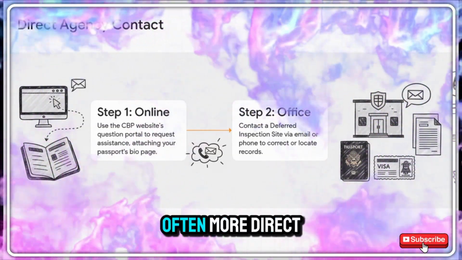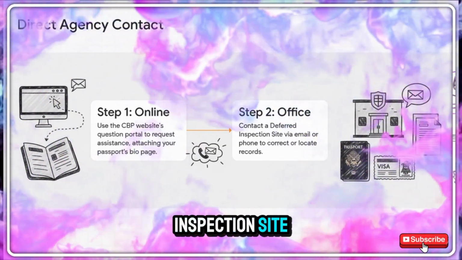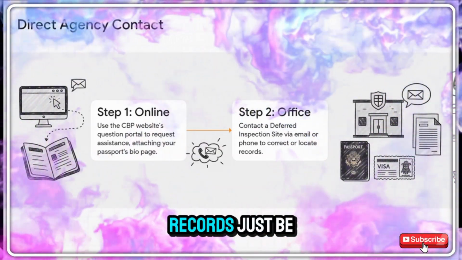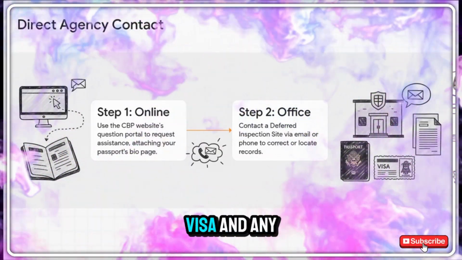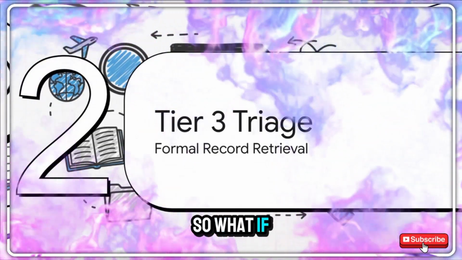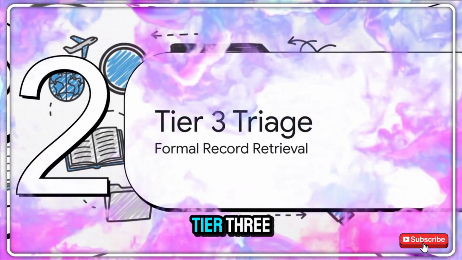The second, and often more direct route, is to contact a CBP deferred inspection site. These are specialized offices that deal with correcting I-94 records. Just be ready with your passport, visa, and any travel documents when you get in touch. Okay, so what if even direct inquiries don't solve the issue? It's time for Tier 3.